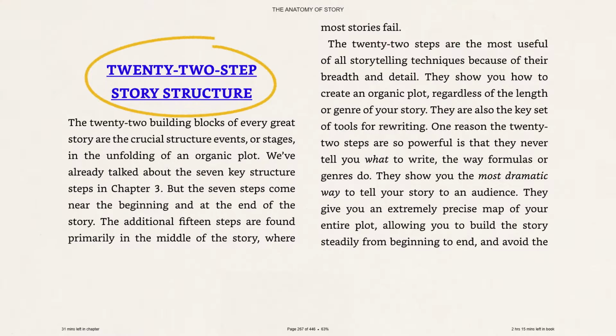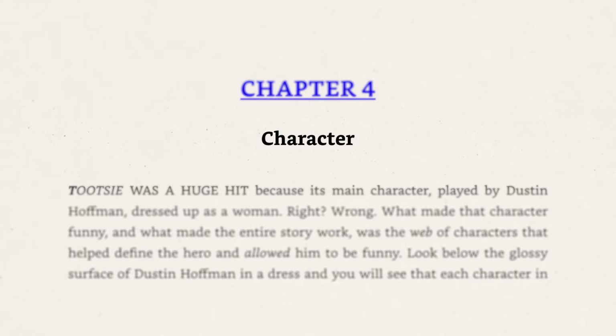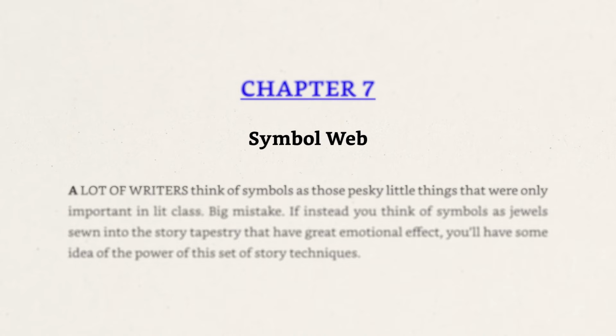In fact, this section of the book doesn't even start until we're well beyond the 60% mark, and have already covered story premise, character, theme, world, and symbols. If by the end of this video you think the 22-step structure might be right for your story, you should really check out the full book. Link in the description.